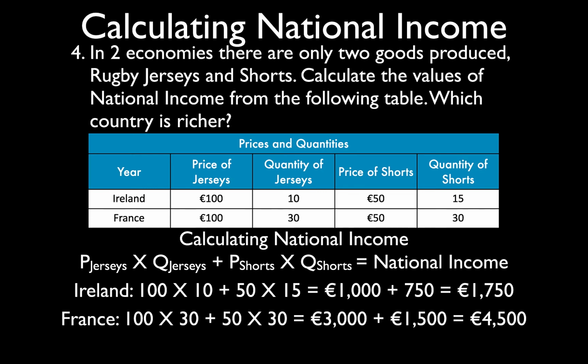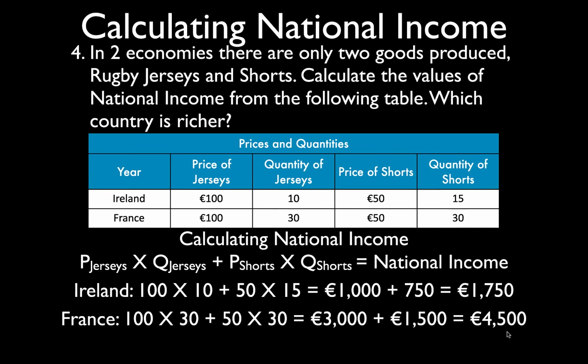Now, if we do the same for France, and I'll be a little bit quicker, okay? We multiply the price, which is the value, times the quantity of rugby jerseys, we get 3,000, and the price, which is the value, times the quantity of rugby shorts, which is 1,500. We add these two together, and we get a national income of 4,500.